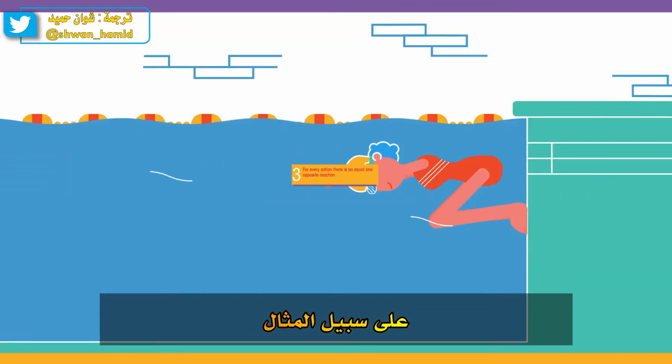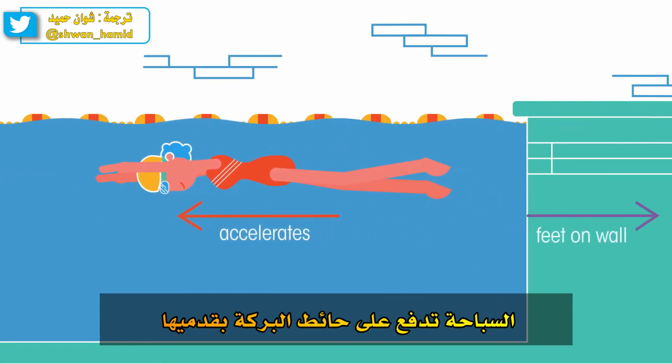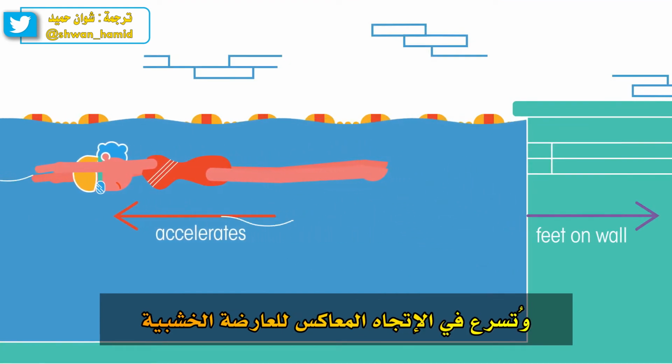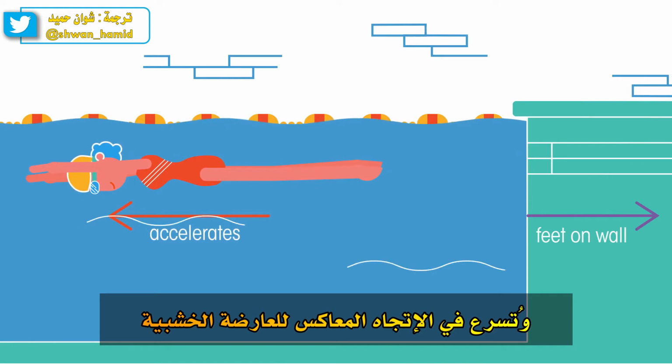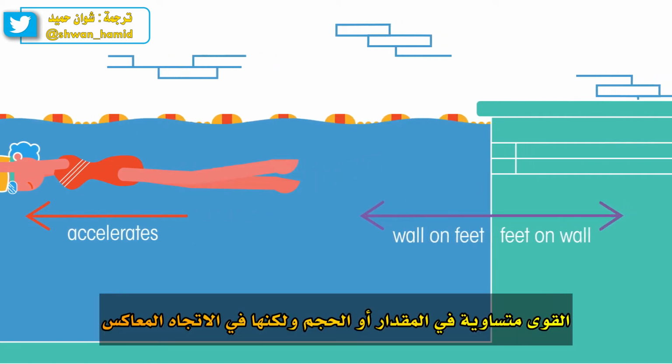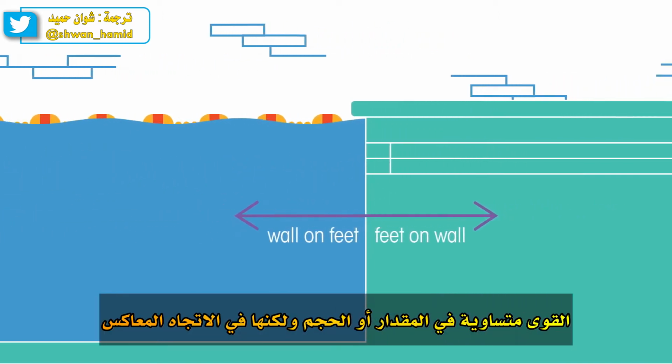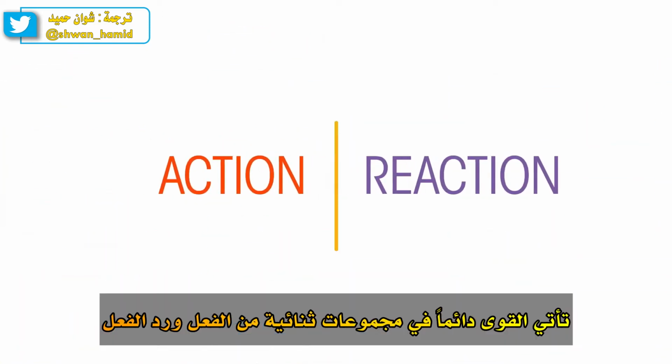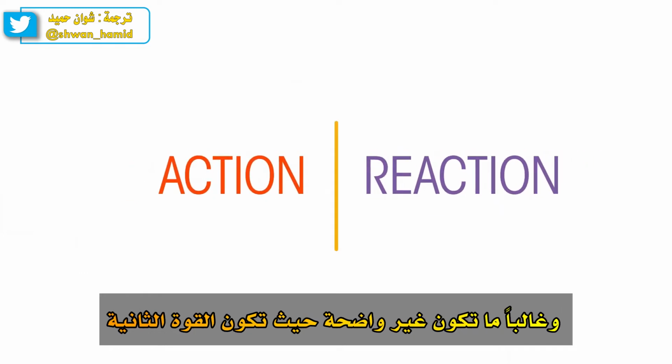For example, the swimmer pushes against the pool wall with her feet and accelerates in the direction opposite to that of her push. The wall has exerted an equal and opposite force back on the swimmer. The forces are equal in magnitude, or size, but opposite in direction. Forces always come in pairs, the action and reaction, and often it is not clear where the second force is.